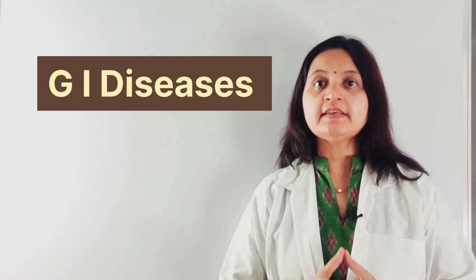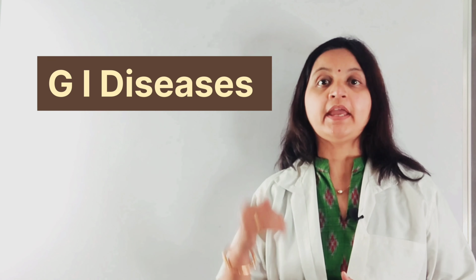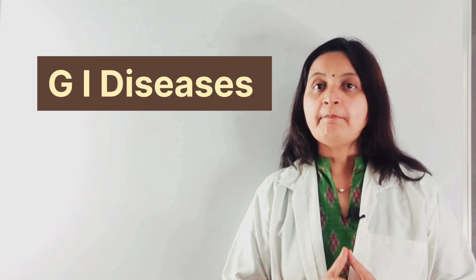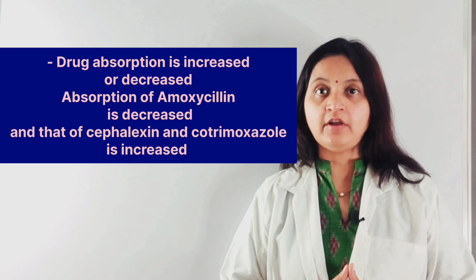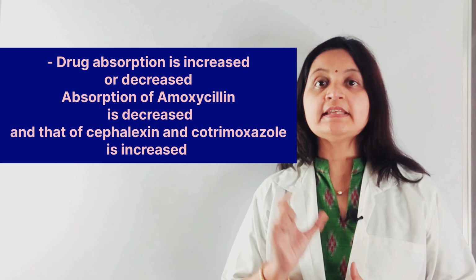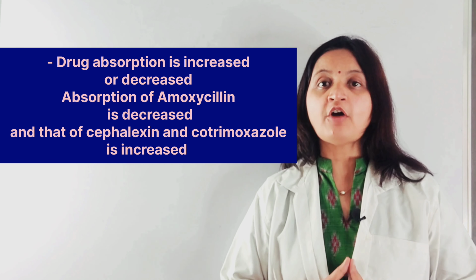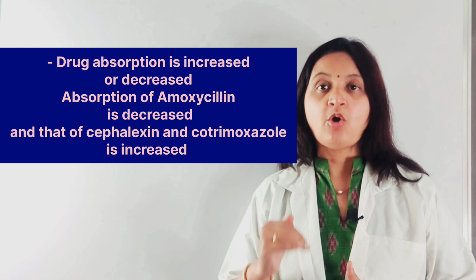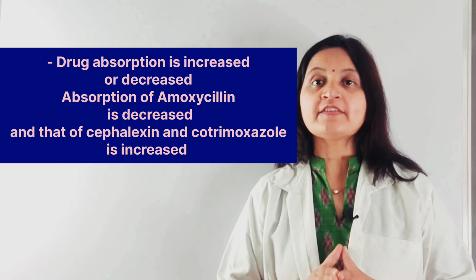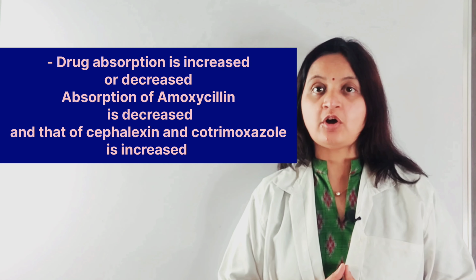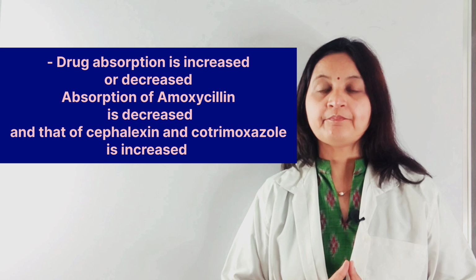So the next factor is pathological states. Various disease conditions can alter drug disposition in several ways. In GI diseases, the absorption of drugs can be increased or decreased. Malabsorption syndrome does not necessarily decrease the absorption of drugs. For example, in celiac disease, the absorption of amoxicillin is decreased, whereas the absorption of cephalexin and cotrimoxazole is increased.